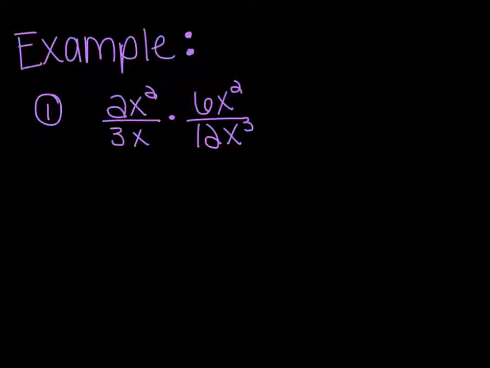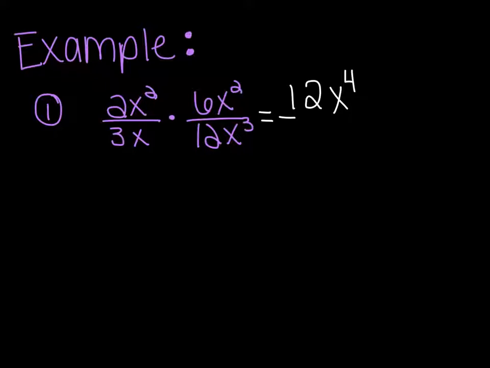Okay, so what I'd like you to do is, in your notes, write this first example. If you need to pause the video to do so, please do that. And then again, we're multiplying two fractions, so we're just going to multiply the top numbers and multiply the denominators. So I start by looking at the numbers. I've got 2 times 6, and that's going to give me 12. And then I've got x squared times x squared, and that's going to give me x to the 4th.